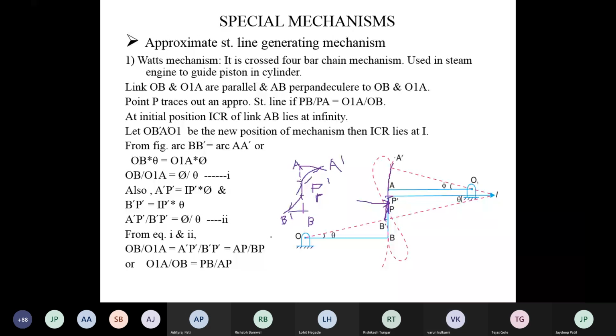येस सर. Okay, now see the important one. Next mechanism is very important. Tchebicheff mechanism.